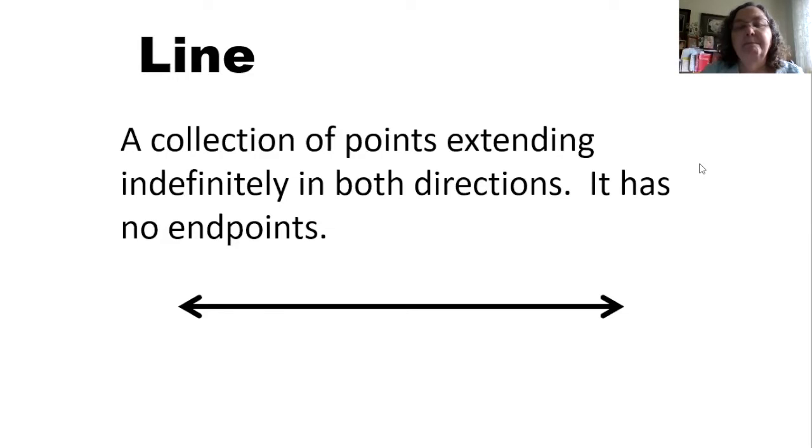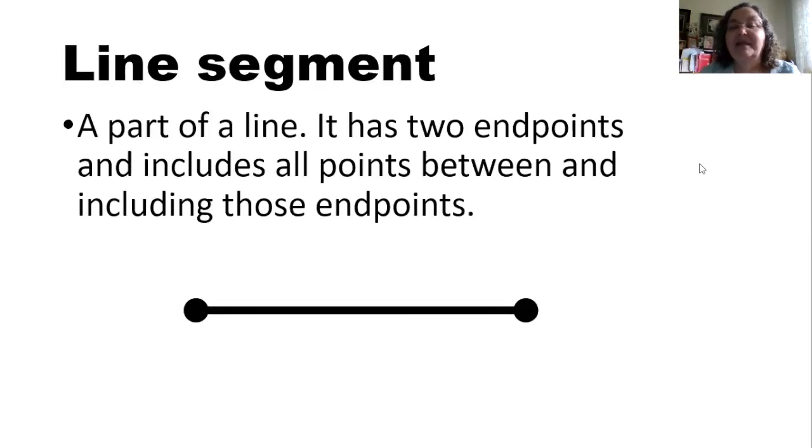Okay, my next word is a line segment. A line segment is a part of a line. It has two endpoints and includes all the points between and including those two endpoints. Well, what is an endpoint? Those two things are. We see our points at the end of them. So they're endpoints. So on the back of your card, draw your line segment, just like I have.